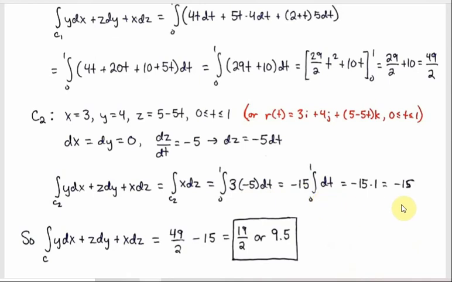So then that's -15. All right, so then the whole thing, integrating with respect to C, would be integrating over C1 plus integrating over C2. So 49 halves minus 15, you get 19 halves or 9.5.